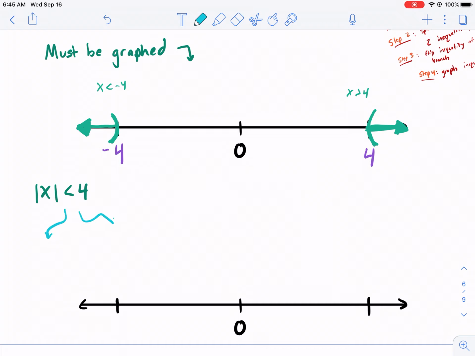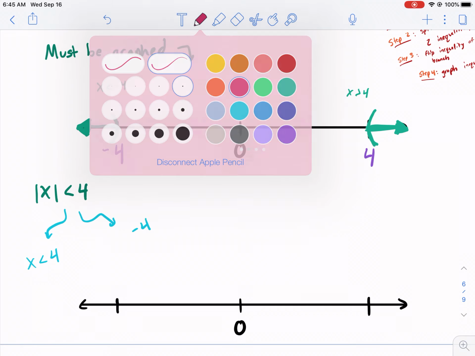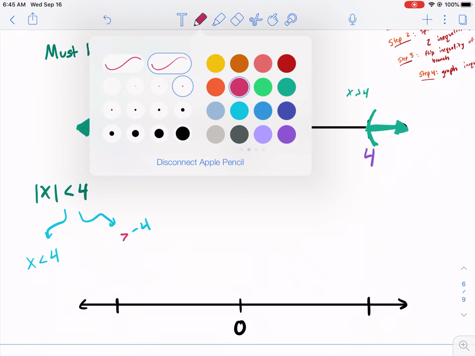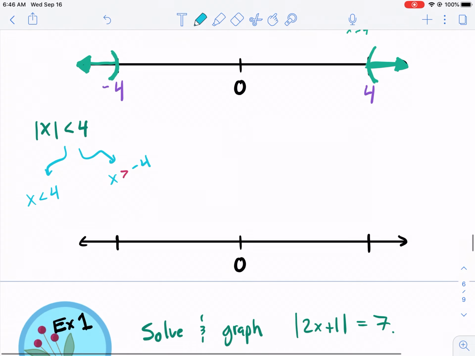Boom, boom. So we have x is less than 4. Okay, we keep it the same because we left the 4 positive, so we keep the sign the same. But now we need to make the 4 negative. And because we made it negative, we need to flip the sign. This is step 3. Okay, and the final step is to graph it.